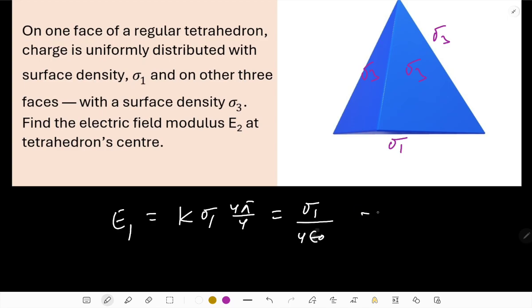And I'm not going to directly calculate the electric field due to all three sigma 3 charge distributions, because I simply know that if the other three faces had the same surface charge density sigma 1, then together they would create the same field at the center as this one, but in opposite direction, because the total field should be 0 in this case.